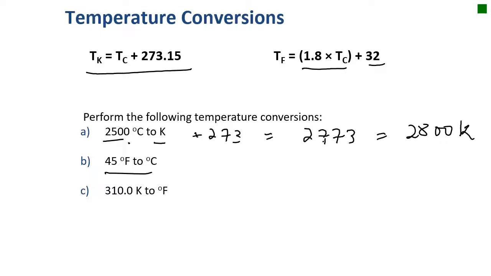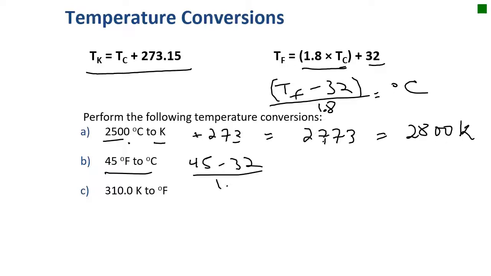Fahrenheit to Celsius. Well, to convert this and get back to Celsius, I'm going to take the temperature in Fahrenheit, subtract 32 from it, and divide by 1.8, and that's going to give us the temperature in Celsius. Make sure you put a parenthesis on that. You start the calculator in your head. So when I do this conversion here and I subtract 45 minus 32 and I divide by 1.8, I'm going to get 7 degrees Celsius.